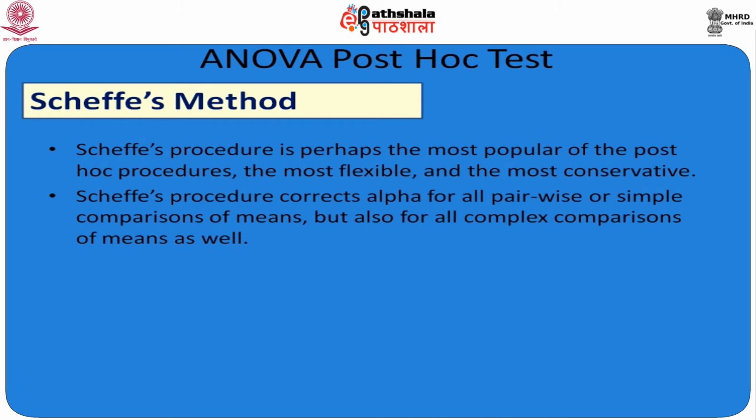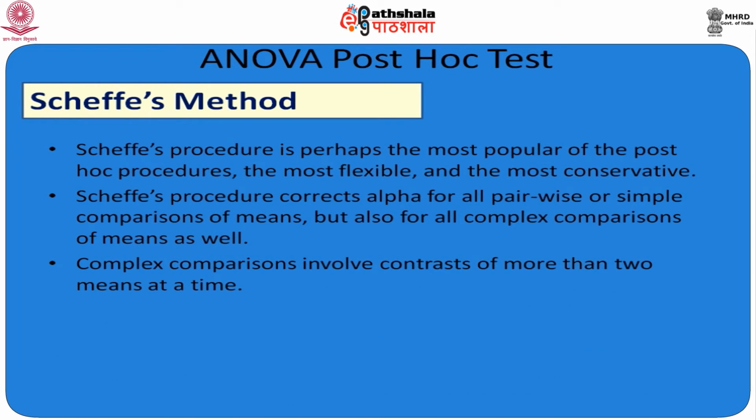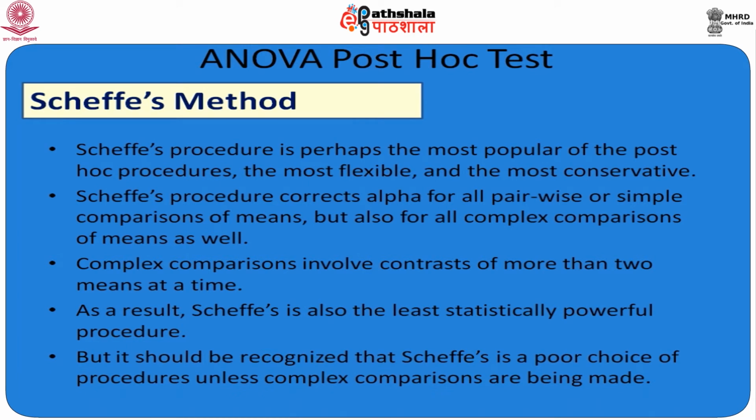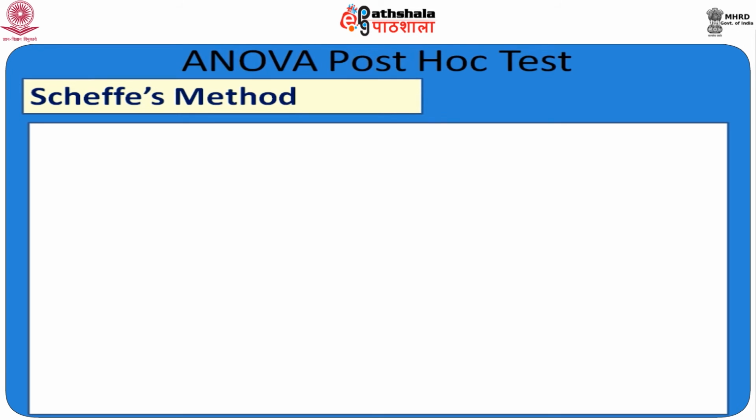The complex comparison involves the contrast of more than 2 means at a time. As a result, the Scheffé is also the least statistically powerful procedure, but it should be recognized that Scheffé is a poor choice of procedures unless complex comparisons are being made. To perform the Scheffé method, we can use the scheffe.test function from the same library, agricolae, and there you just put that ANOVA object that I created with the name model, then group is true, and then console is true, and that will generate the results for the Scheffé test.